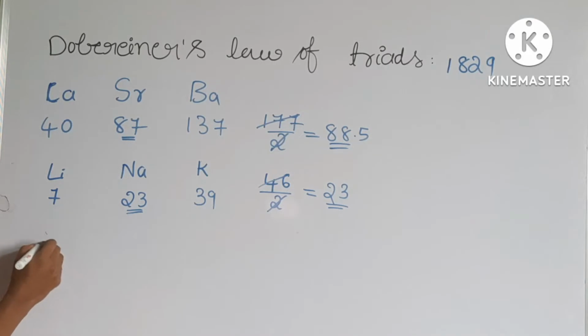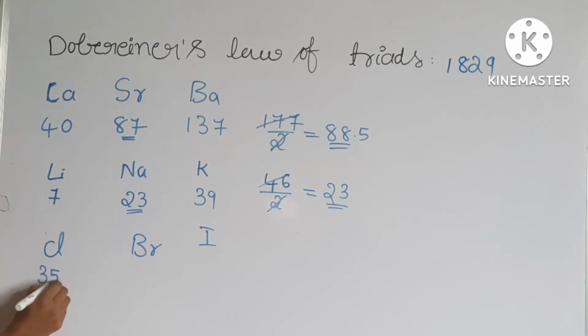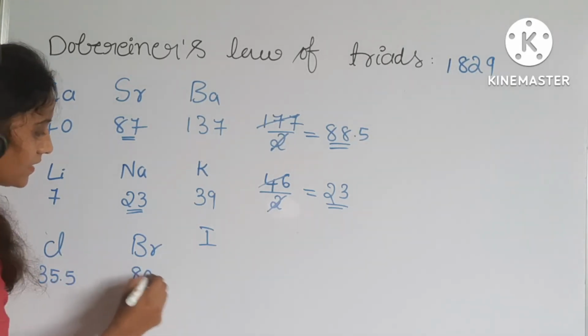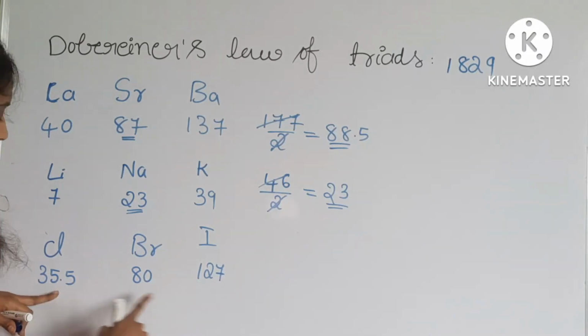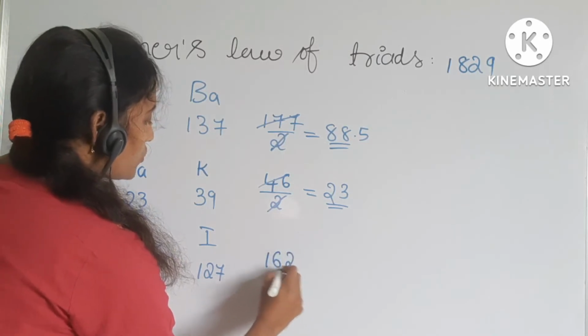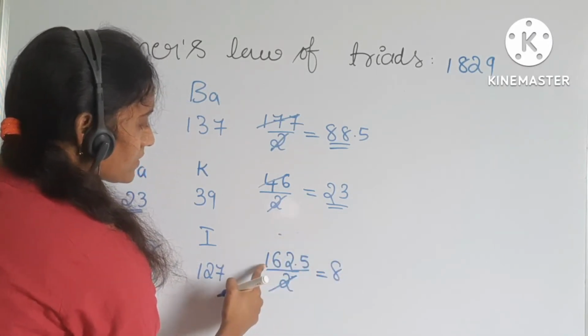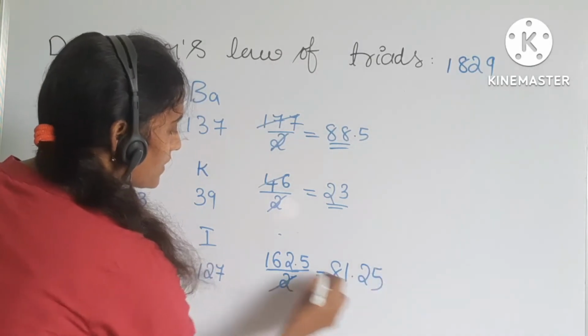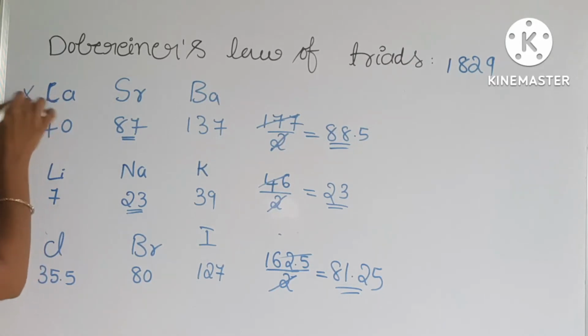In the same way, one more example you can take: chlorine, bromine, iodine. Here chlorine's atomic mass is 35.5, bromine's atomic mass is 80, iodine's atomic mass is 127. Now you can take the arithmetic mean of the first and third elements. 127 plus 35.5 is 162.5, divided by 2 is about 81. See, this is also not an exact number, approximately equal to the middle atom's atomic weight. So this one also we can call a triad.